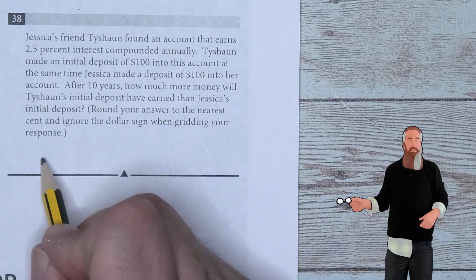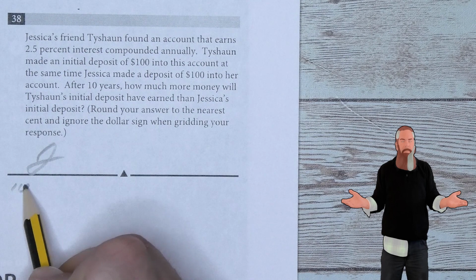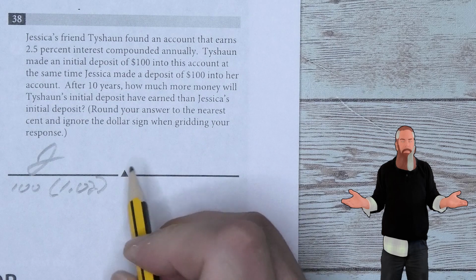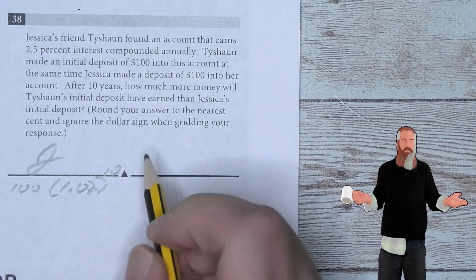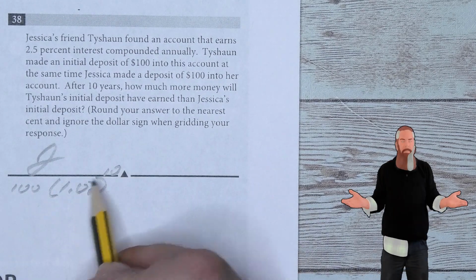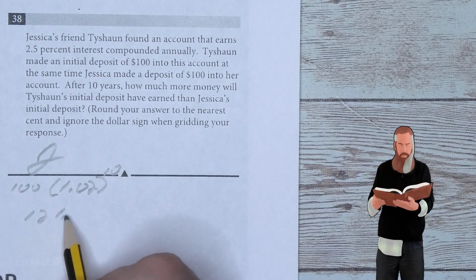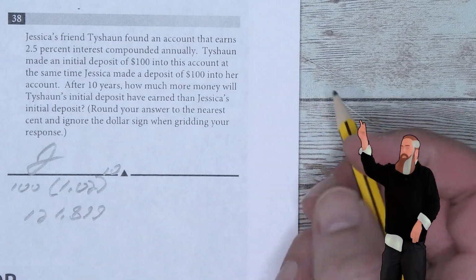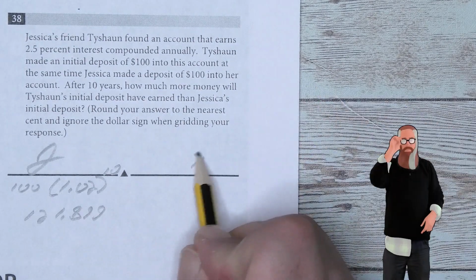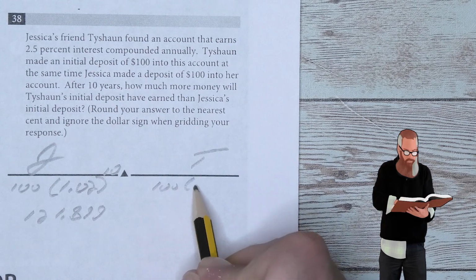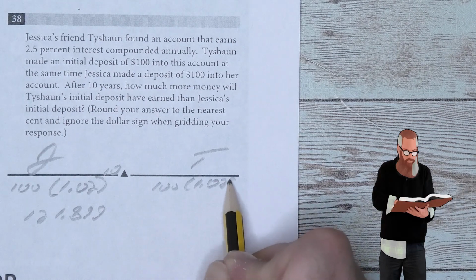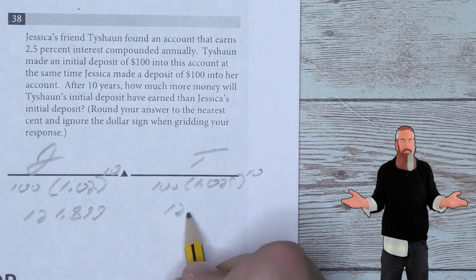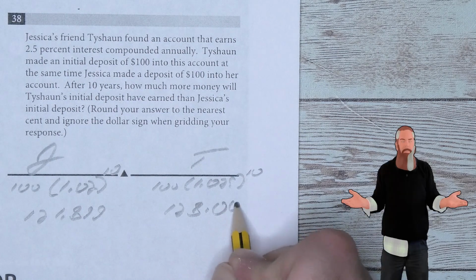So what we're really dealing with here is Jessica, who deposited $100 at 2%, so 1.02, for 10 years. Just by putting this into the calculator, we're going to get 121.899. I know we're going to round to a cent, so I know that it'll go up. When it comes to Tanisha, we're going to have 100 times 1.025 to the 10 years. And again, by using the calculator, we're going to get 128.008.